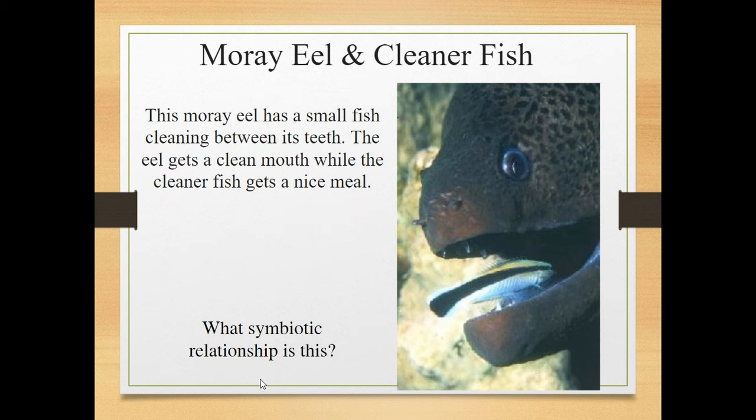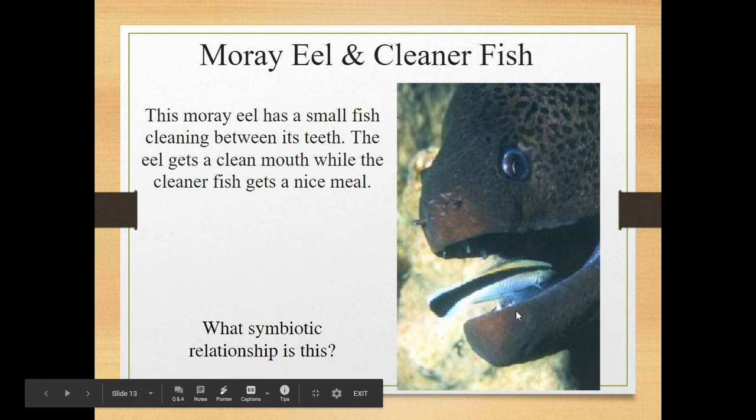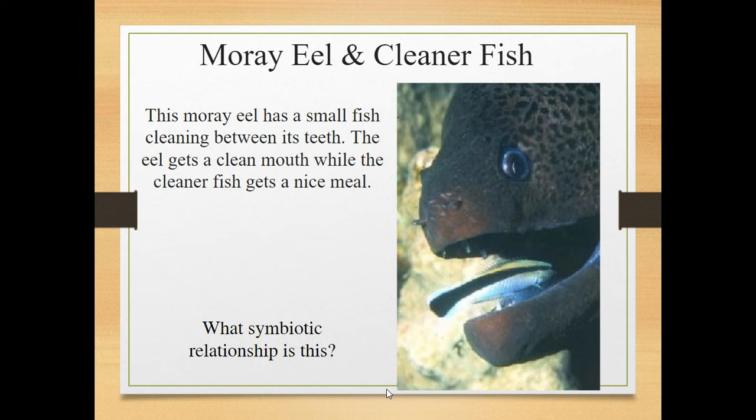The moray eel and the cleaner fish. I love this one. This moray eel has a small fish cleaning between its teeth. It's like a dentist fish. The eel gets a clean mouth while the cleaner fish gets a nice meal. So, eel, clean mouth; cleaner fish gets a snack. So, what type of relationship is that? Mutualism. They're both benefiting. One's getting fed while the other has a nice clean mouth.